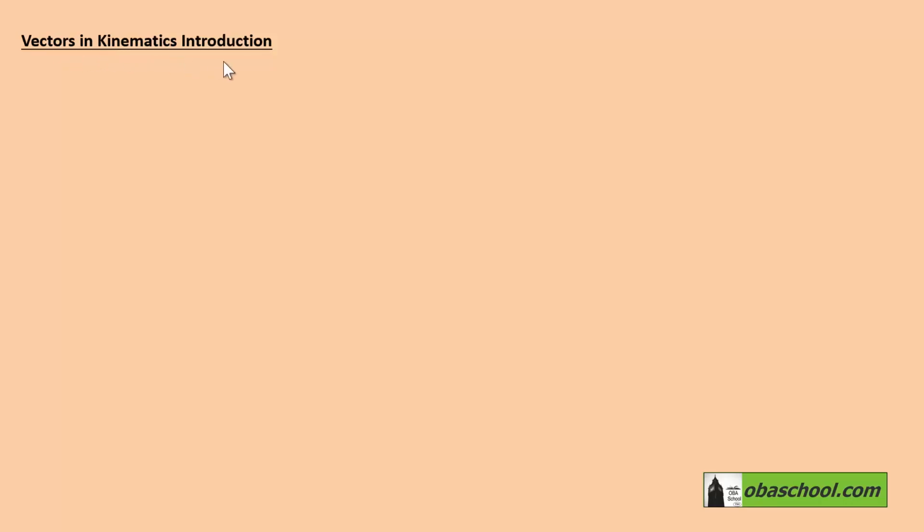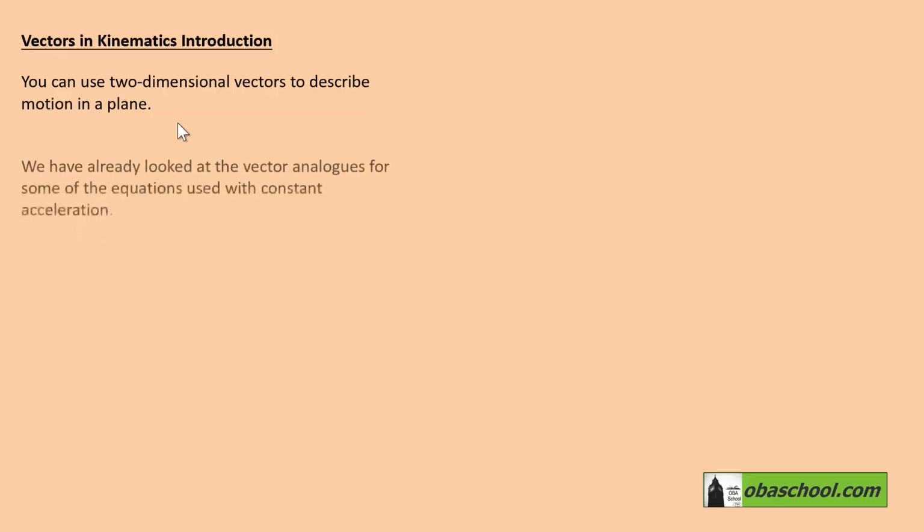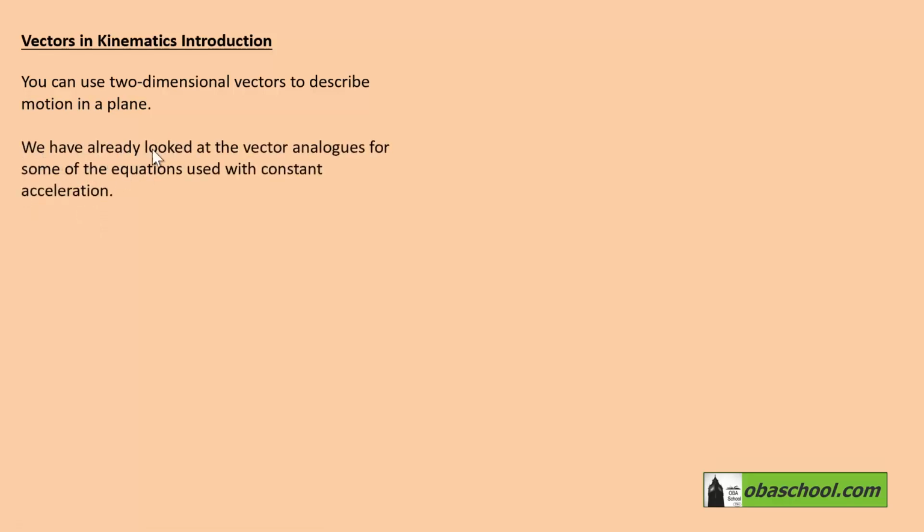Vectors in Kinematics Introduction. You can use two-dimensional vectors to describe motion in a plane. We have already looked at the vector analogues for some of the equations used with constant acceleration: v equals u plus at, and r equals ut plus a half at squared.